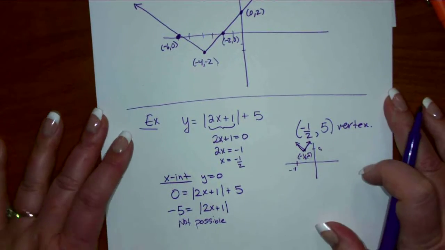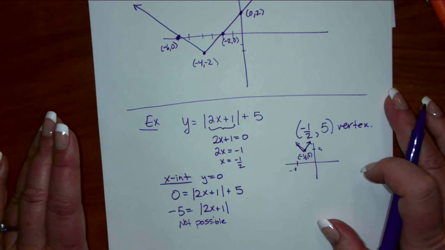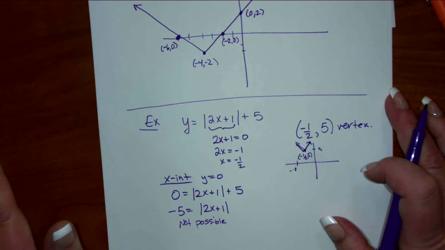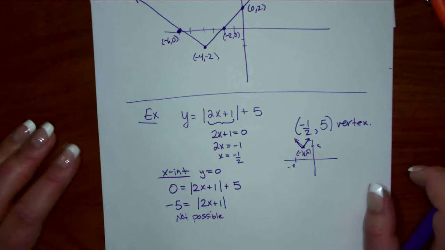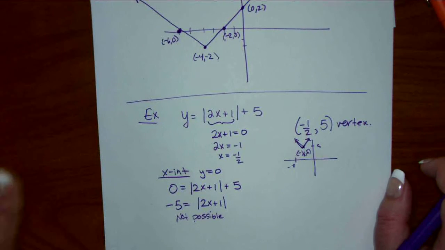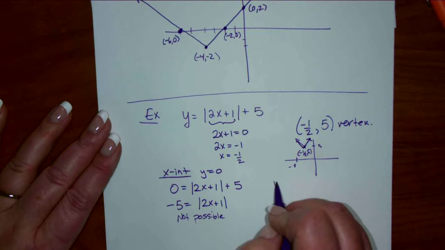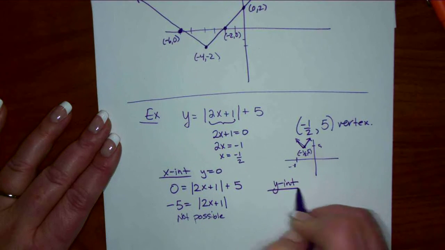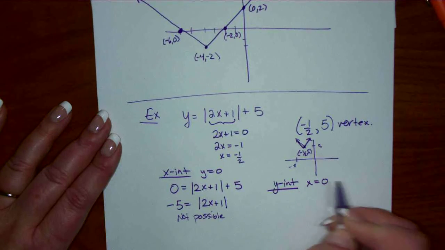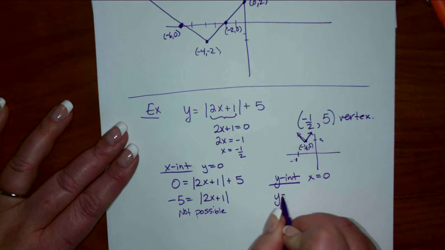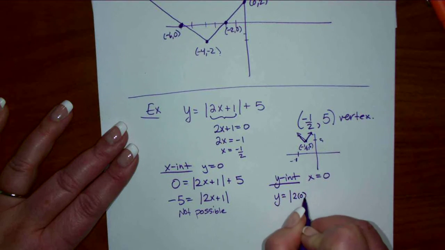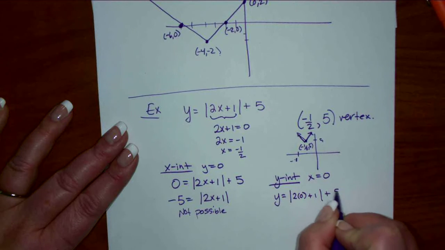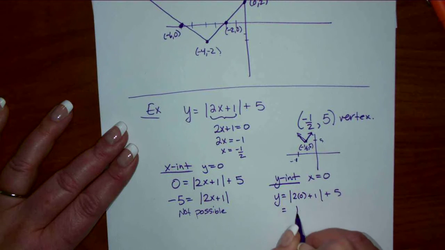Is it going to have X-intercepts? No, so don't try to find them. But does it have a Y-intercept? Yes, it always does. You don't need to think about that. So the Y-intercept is when X equals 0. So 0 plus 1 is 1.